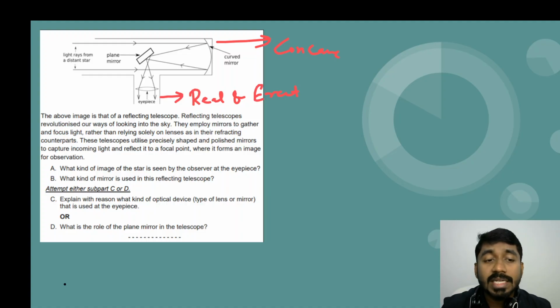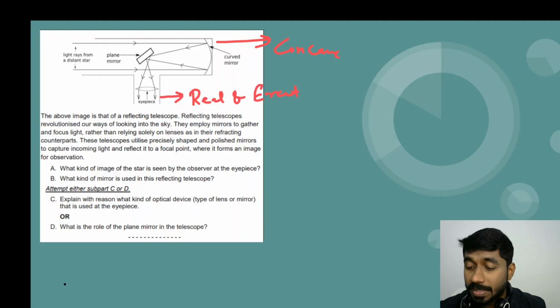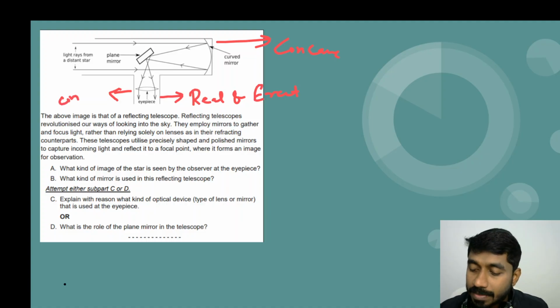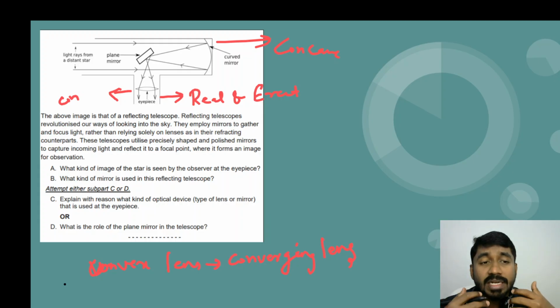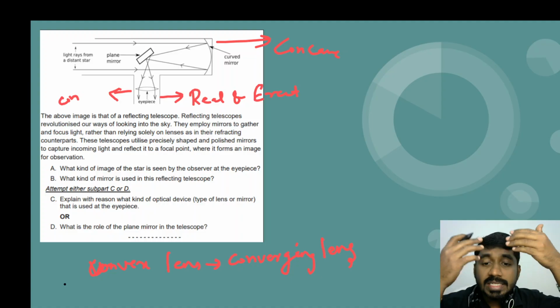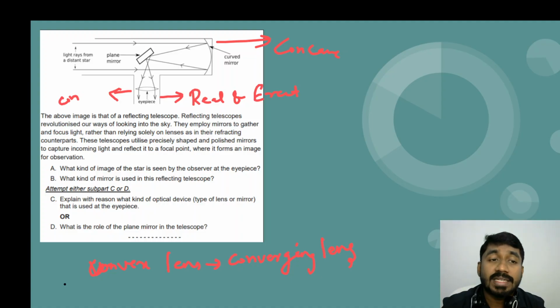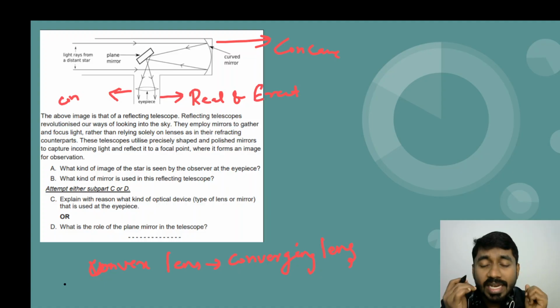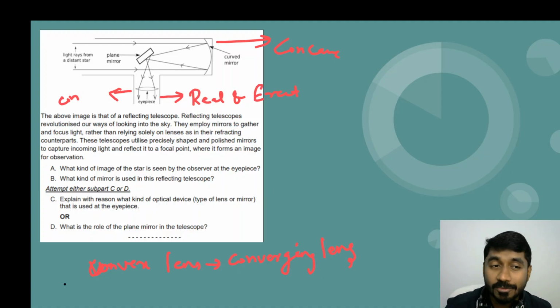Explain with reason what kind of optical device is used at the eyepiece. You see, at the eyepiece we are using a convex lens. So you can write: at the eyepiece we are using a convex lens. And the other name of the convex lens you can also use here is converging lens. Why are we using a converging lens? Because to view the image clearly at the observer's eye, we need to collect all the light that is reflected from the plane mirror. To collect all the light we are using a convex lens or the converging lens.